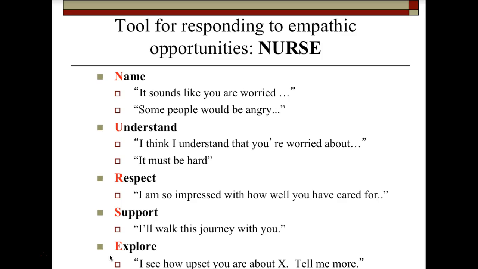And then E is explore. This is where, as part of the conversation, you really want to understand a little bit better, or maybe they've given you an opening, something along the lines of, I'm not sure if I want to continue doing treatment. And so what you can do is use Explore to say, I can see that you've been thinking a lot about that. Can you tell me more? Again, that tell me more tool that we've used in the past. Okay.